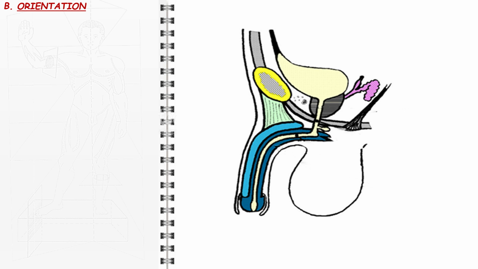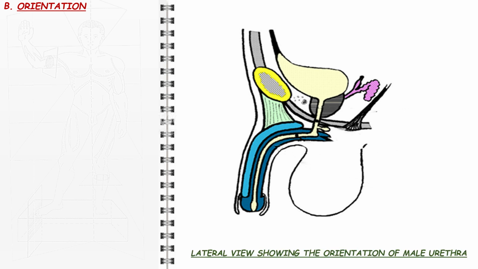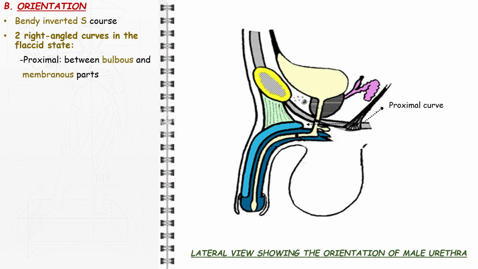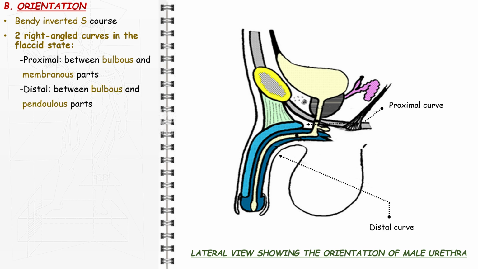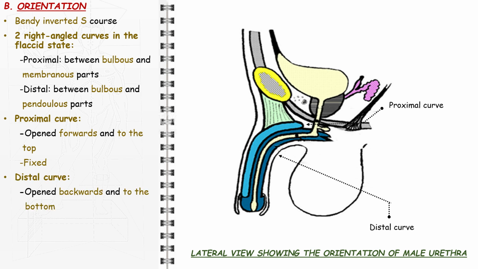In the flaccid state of the penis, the male urethra has a bendy inverted S-course with 2 right-angled curves. The proximal curve, between the membranous and bulbous parts, is fixed and opened forwards and upwards. The distal curve, between the bulbous and pendulous parts, is mobile and opened backwards and downwards. It disappears during erection and bladder catheterization. The male urethra is red in color.